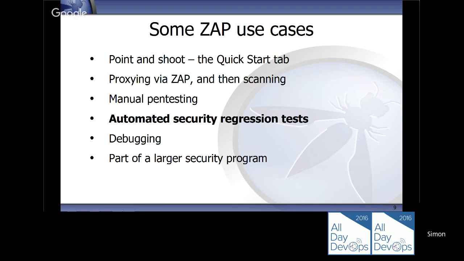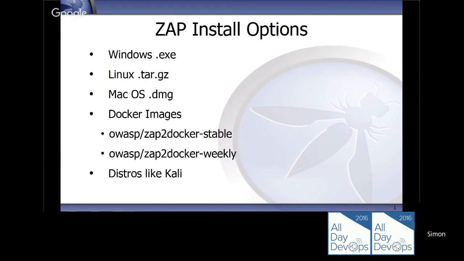But we also try and make sure that ZAP is as easy to integrate as possible with other tools. So a lot of people use it as part of a larger security program, and lots of other tools make use of ZAP. So we've got various options for installing ZAP. We've got installers for Windows, Linux, and Mac.